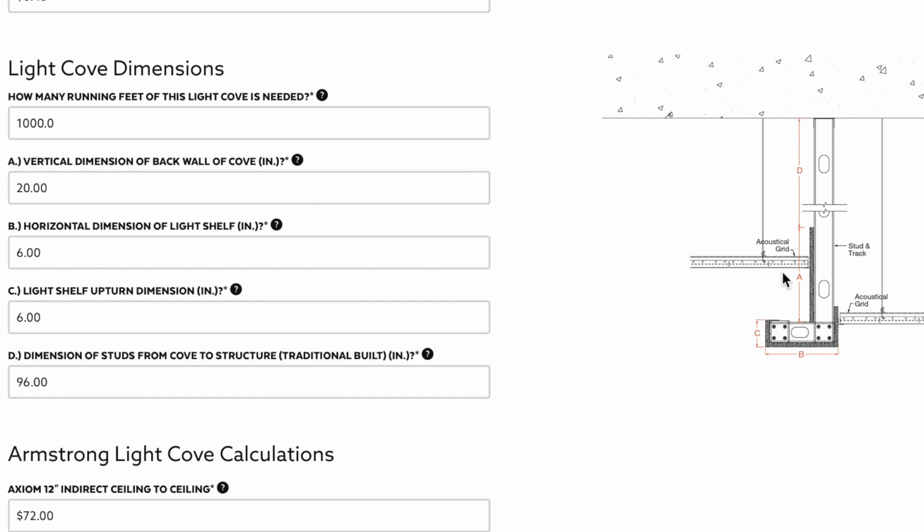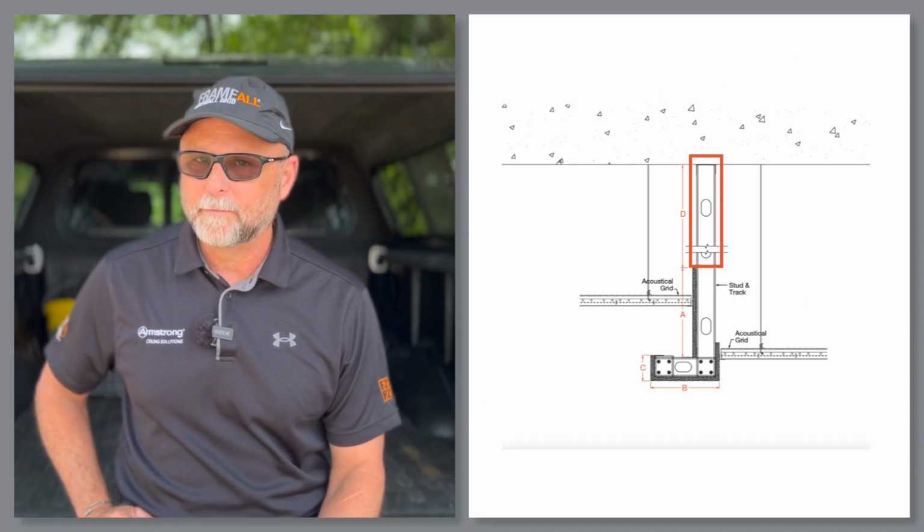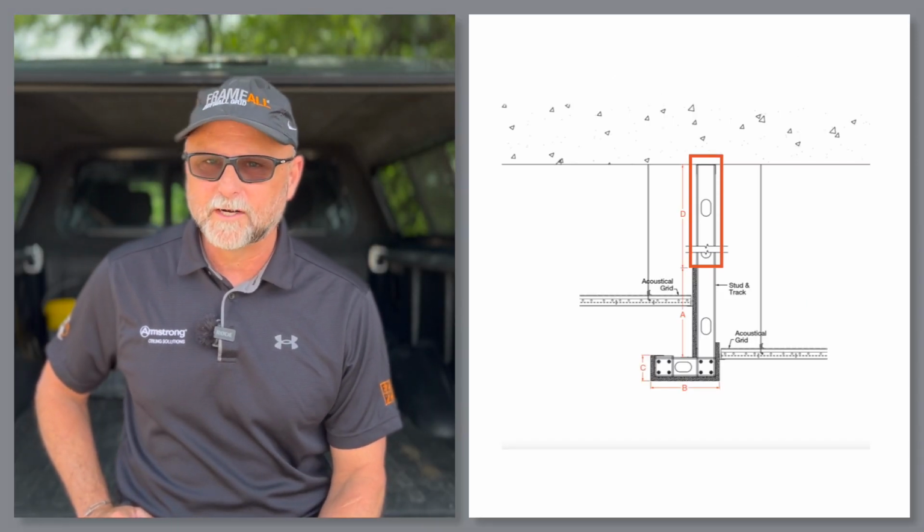Looking at this detail for the space marked A, how many inches is the drywall covered back of cove? Next, for dimension B, how many inches is the light shelf? For dimension C, how many inches tall is the light shelf upturn? Now for dimension D, we need to know what's happening above the visible cove that the future tenant will not see from below. How many total feet of framing do you have supporting the cove from structure?